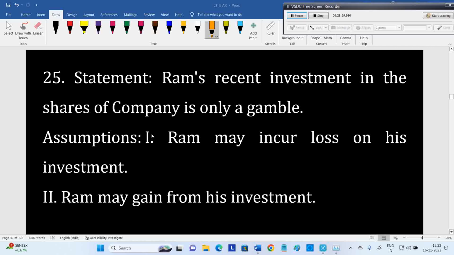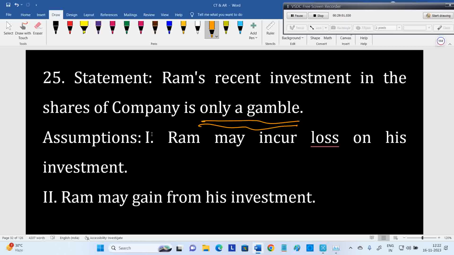Now, what about this? Ram's recent investment in the share of a company is only a gamble. Assumption one: Ram may incur loss. Assumption two: Ram may gain from his investment. What will be the answer? Only one, only two, either one or two, neither one nor two, or both follow?